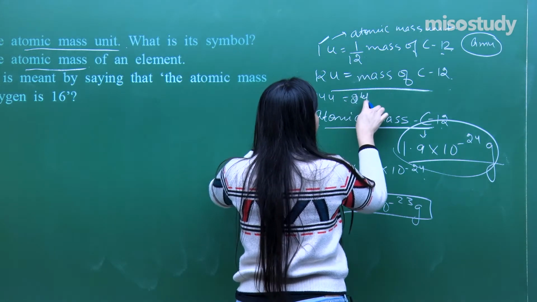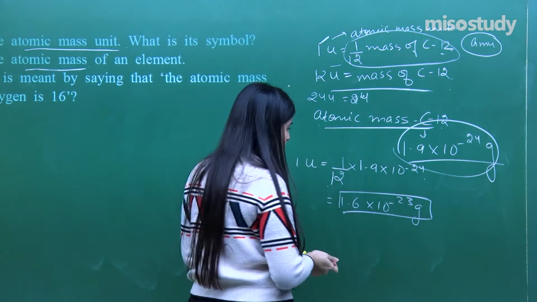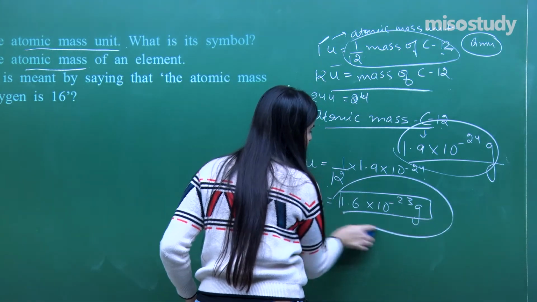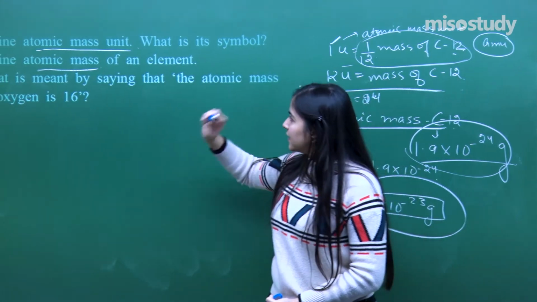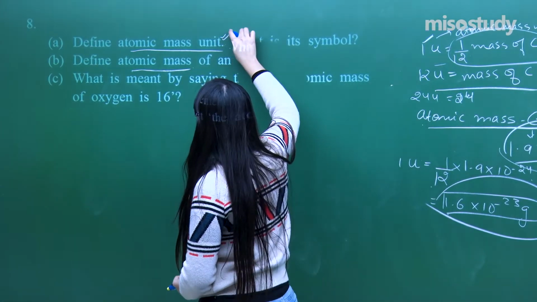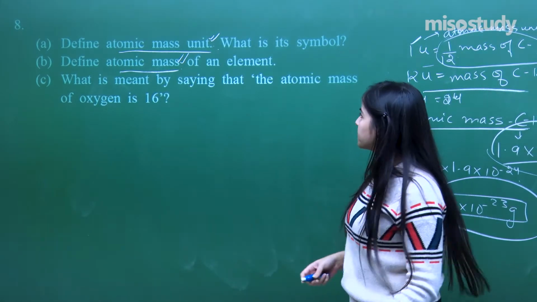24 times of 1 unit. 1 unit is this much. Getting it? Or I can say just 24 times of this. Yes, that is how we actually lead to this term atomic mass unit and atomic mass of an element. Fine. Now you can very well find out.